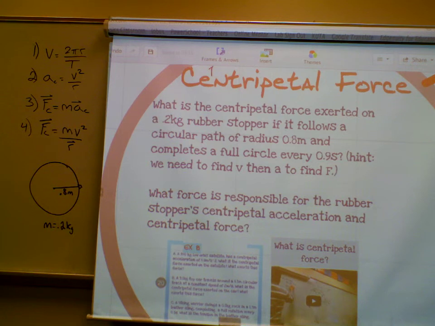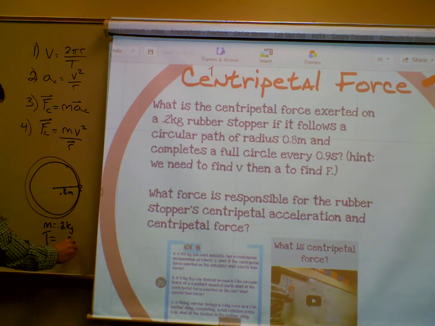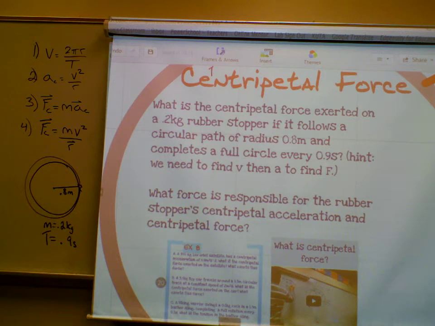Time. Now that time, is it time or is it something else? It's big T. So that's the time it takes to go all the way around, right? So it's called one period, the time for one complete rotation. So T equals 0.9 seconds. Is there anything else we know?